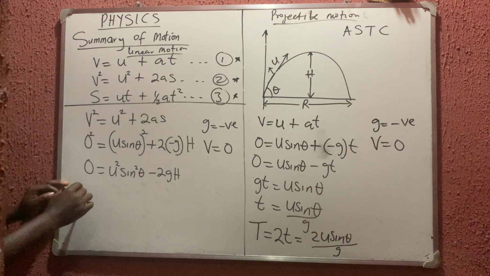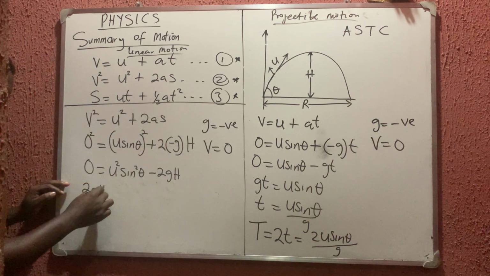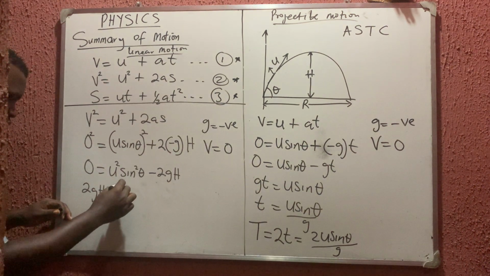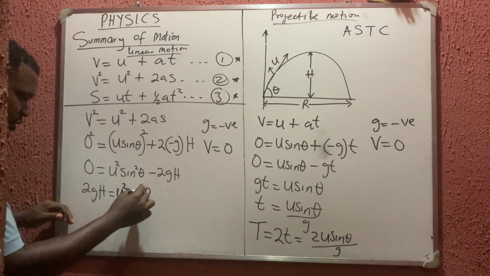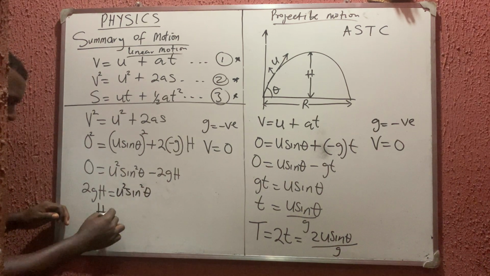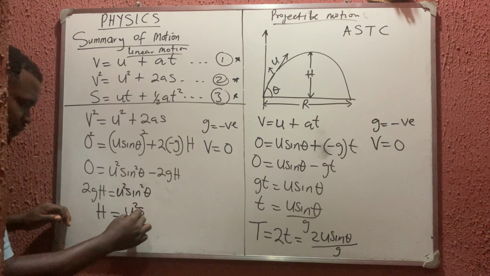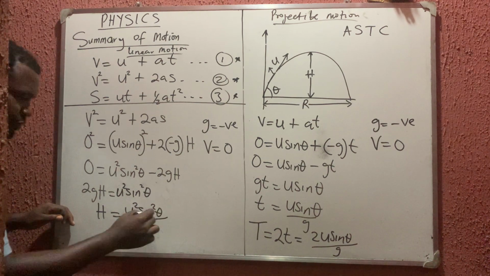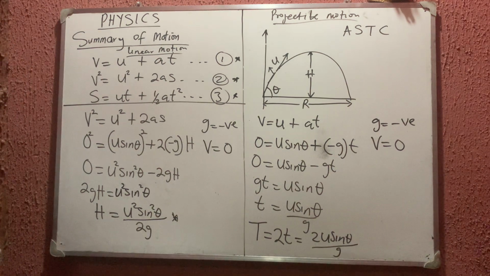This one will now move here to have 2gh is equal to u squared sine squared theta. So to have that your h, the maximum height, will now be u squared sine squared theta all over 2g. So this is the formula for the maximum height.